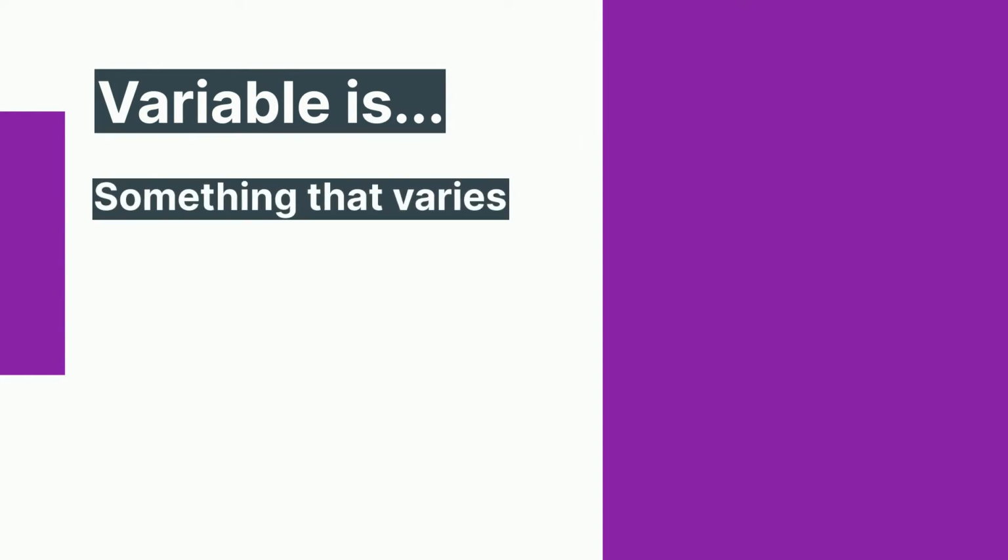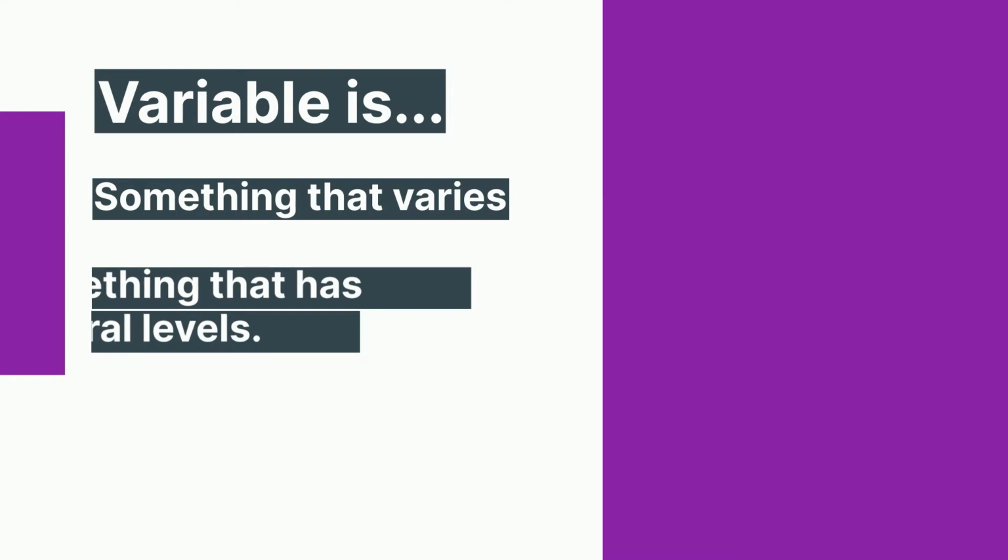And let's start with a question. What is a variable anyway? A variable is simply something that varies, or you could also say it's something that has several levels. So let's see what exactly that looks like for different types of variable.